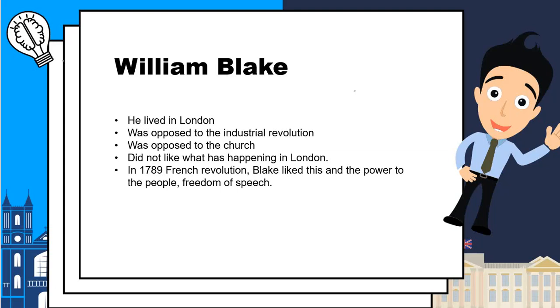He was also opposed to the church. He didn't think the church were helping the people enough. He thought the Industrial Revolution was taking control of people. It was oppressing the people. In 1789 at this time as well, there had just been the French Revolution. Blake liked this. And he liked the fact that the power in France was coming back to the people. The freedom of speech was being allowed.